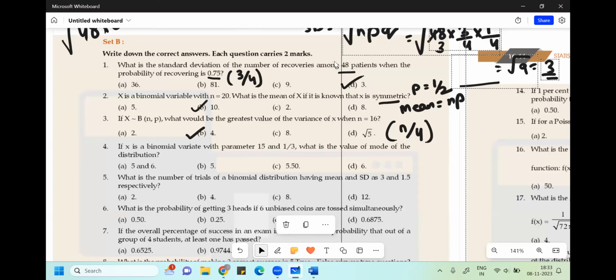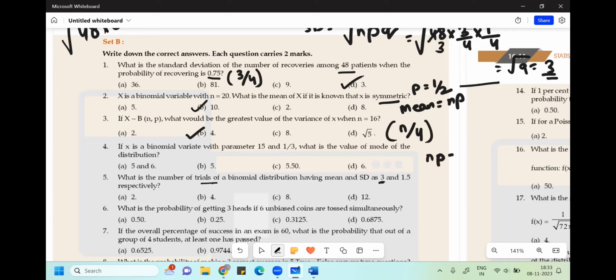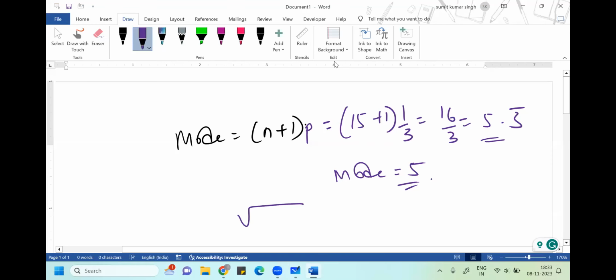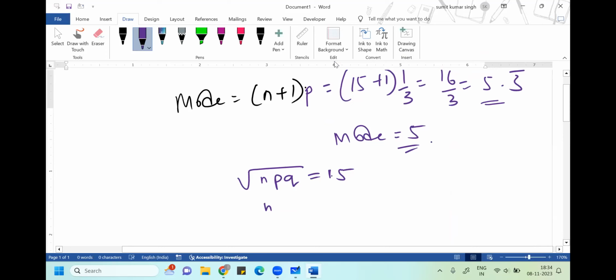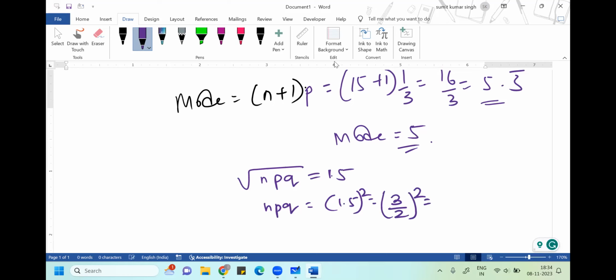Fine. So if you see question number 5, what is the number of trials of a binomial distribution if the mean is 3? So mean is 3 means n into p is 3, and the standard deviation means root of npq. If root of npq is 1.5, standard deviation is 1.5, if I'm not wrong. So can I say npq is equal to 1.5 square? Can I write 1.5 as 3 by 2? If you don't have an issue, this would be 9 by 4 or 2.25.